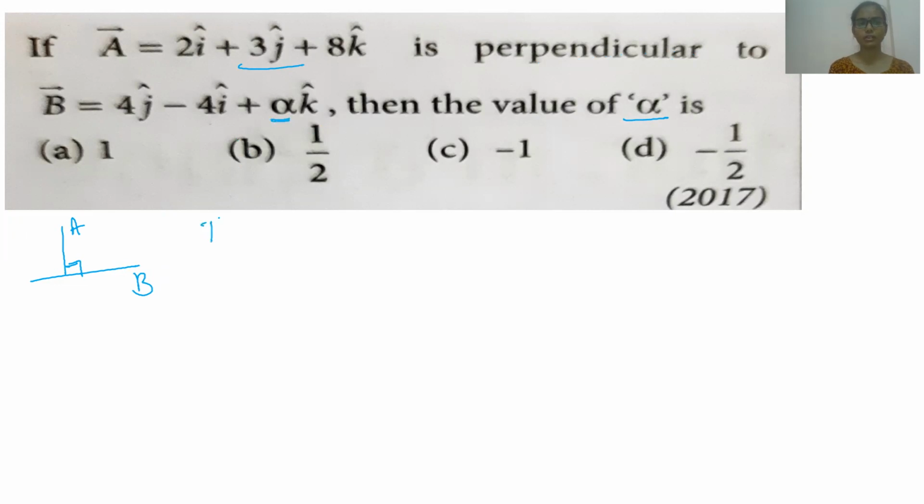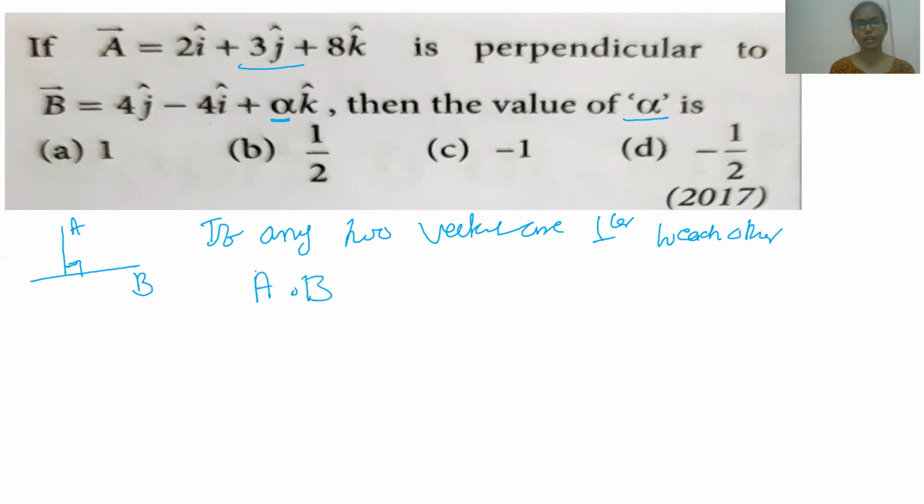So if any two vectors are perpendicular to each other, this is a logic you need to note: the dot product of the two vectors, A dot B, will always be equal to 0. You know the formula, right, children? A dot B equals magnitude of A, magnitude of B, and cos theta. When theta is 90 degrees, cos 90 degrees is 0. So 0 into any magnitude will be 0 only. So you get A dot B equals 0 when the two vectors are perpendicular to each other.